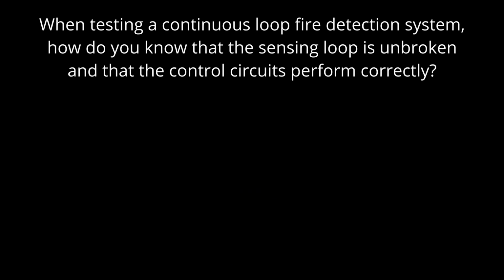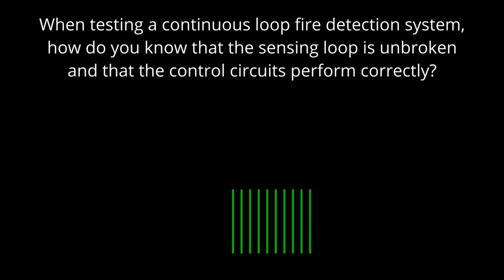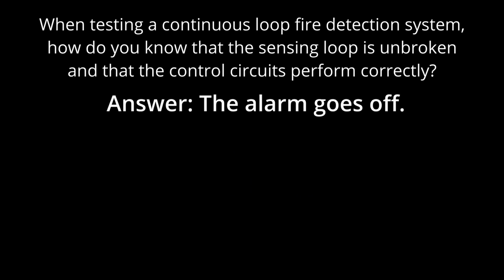Just a rewording of a question we've had before. When testing a continuous loop fire detection system, how do you know that the sensing loop is unbroken and that the control circuits perform correctly? The alarm goes on. The alarm goes off.